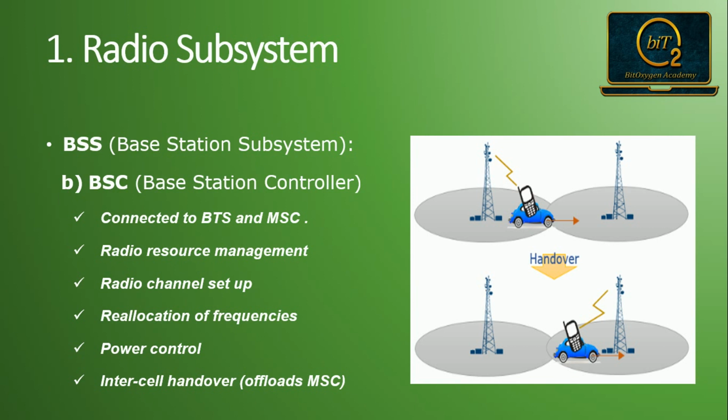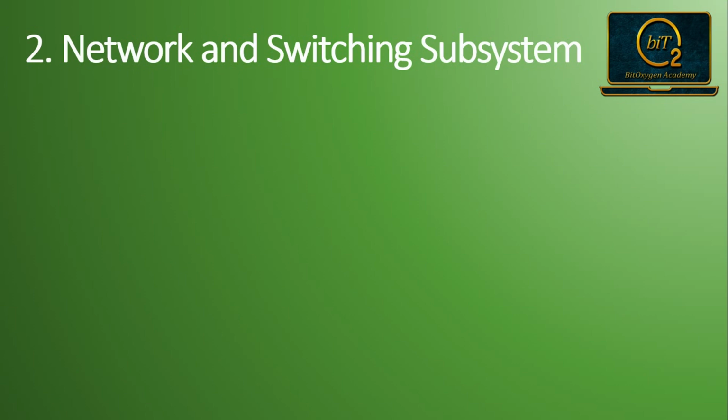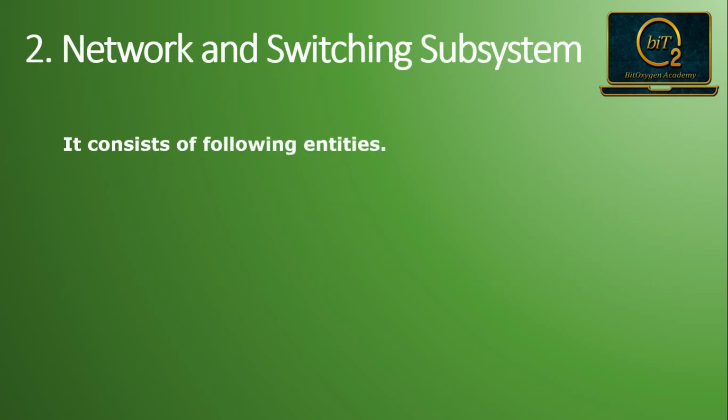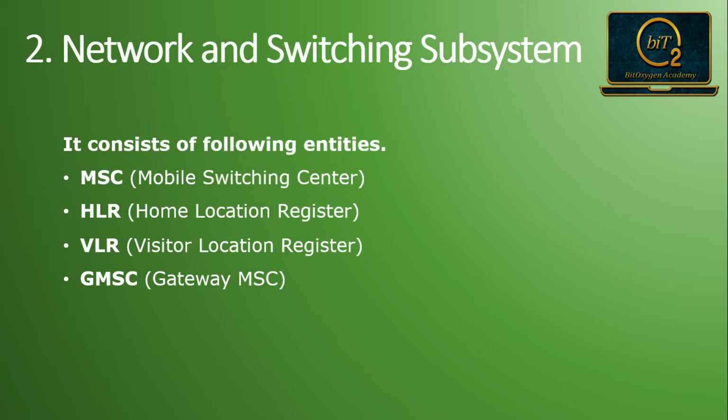Let's discuss the second subsystem, that is NSS, Network and Switching Subsystem. It is a main part of GSM architecture. It acts like a normal switching node from and to other mobile subscribers or ISDN or PSTN users. Thus, it manages the GSM call in the same network and also over external networks. It is also responsible for managing the accounting information of subscribers. The entities of NSS are MSC, HLR, VLR, and GMSC.